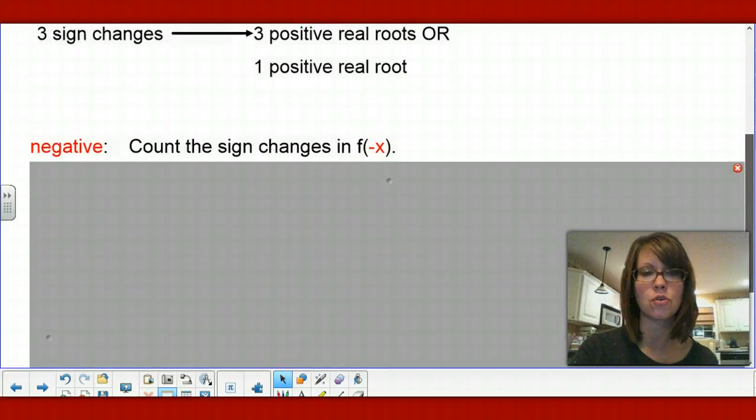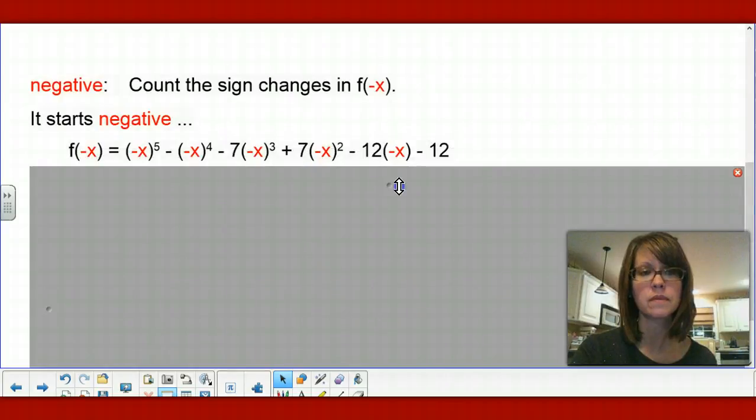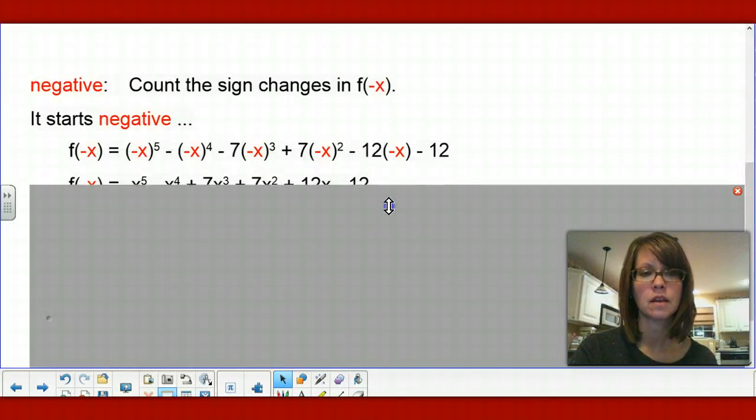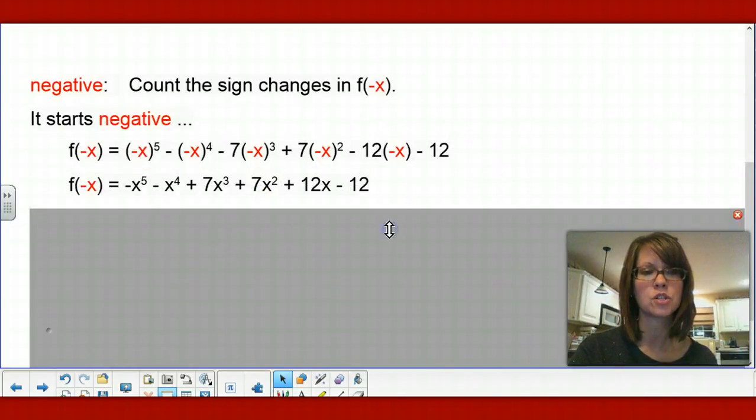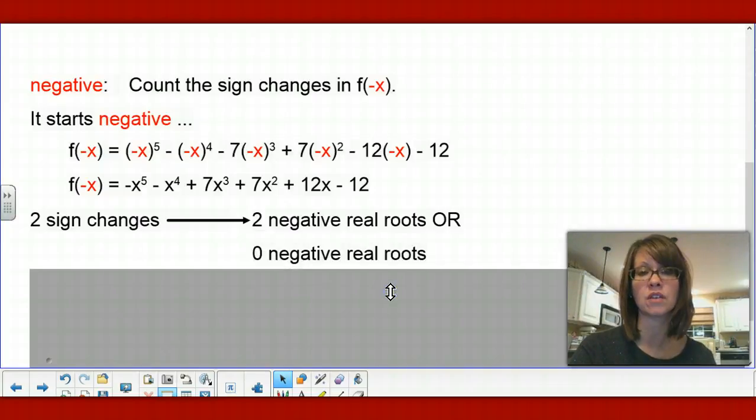All right, so if we look at f of negative x, starts negative. Okay, so I couldn't really say it starts negative till I got down to this step, so sorry, that's kind of misplaced. But it starts negative, and then it changes to positive, and then back to negative. So this is also 2 sign changes. Started negative, changed to positive, and then back to negative. 2 sign changes. So that means there are either going to be 2 negative real roots or there are going to be 0 negative real roots.